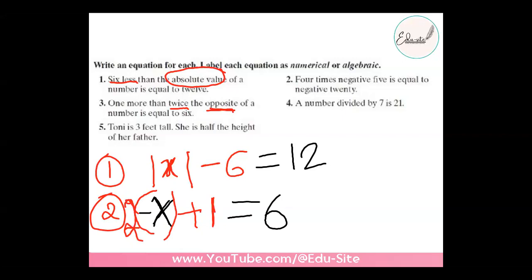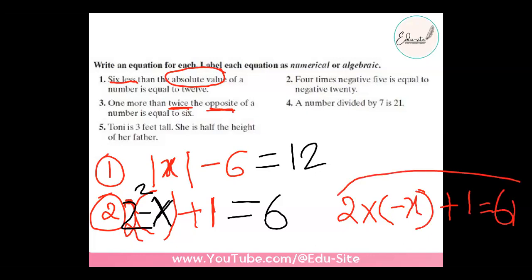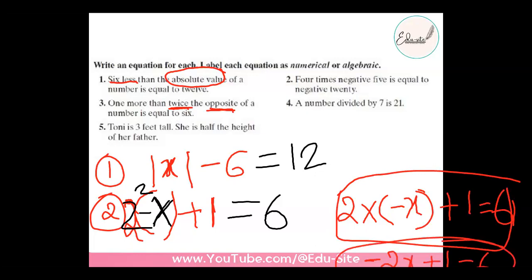Understood? So we would write 2 up here, like the small 2 or the big 2? It's the big 2. Twice means times 2, right? 2 into minus x plus 1 gives you 6. This is the equation. 2 into minus x is minus 2x, so it is minus 2x plus 1 is equal to 6. This is your actual term.